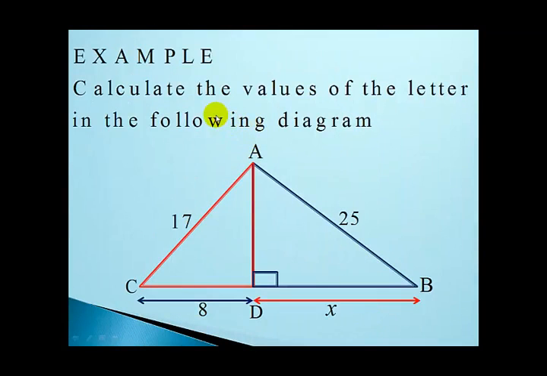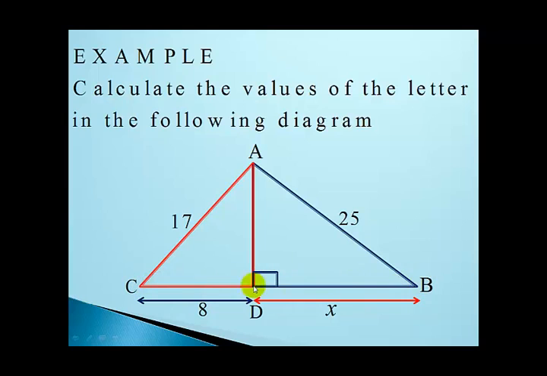Now let's look at this problem. Calculate the value of the letter in the following diagram. Considering this diagram, ADB is a right angle triangle. This is a 90 degrees angle. We know that CB is a straight line, and the angle a straight line makes is equal to 180 degrees. That is, the sum of angles on a straight line is equal to 180 degrees.